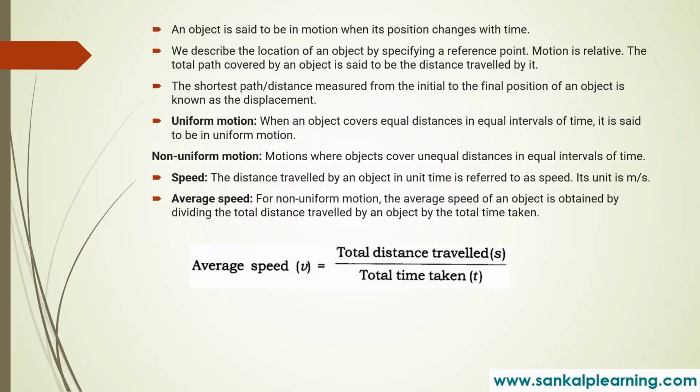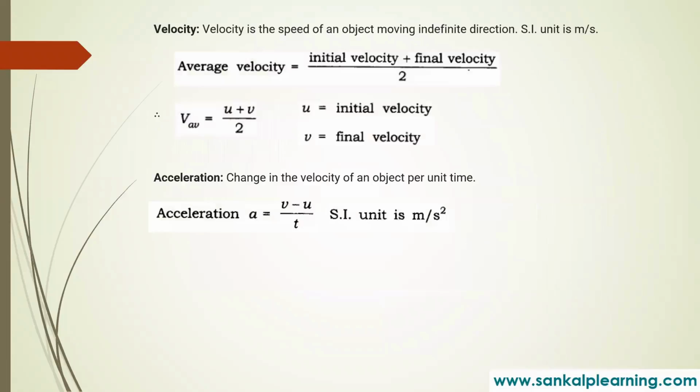Then the next one, non-uniform motion: we saw that covering unequal distances in equal intervals of time is called non-uniform motion. Then what is speed? It is the distance traveled by an object in unit time. Average speed is the total distance traveled divided by the total time taken. It is called average speed.